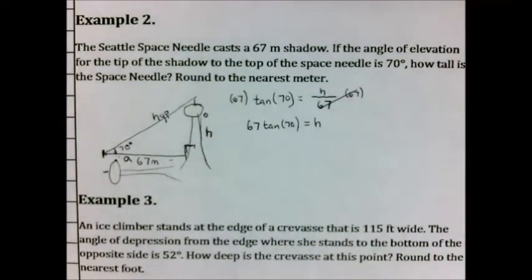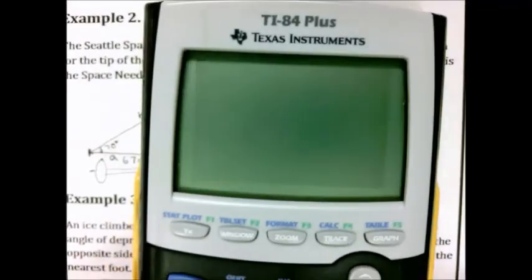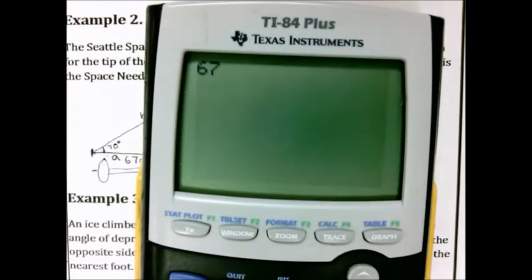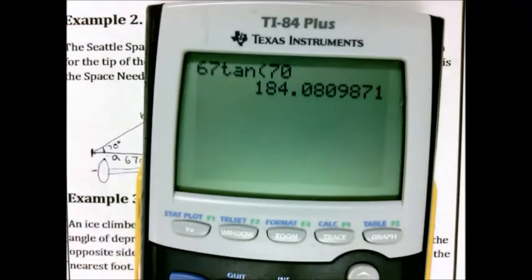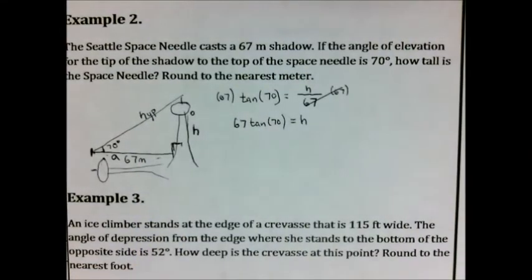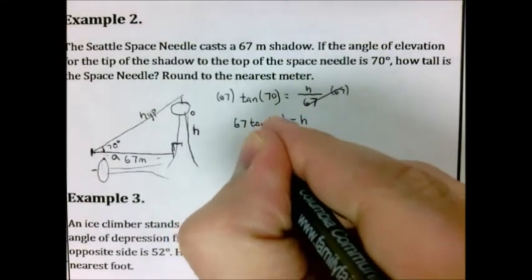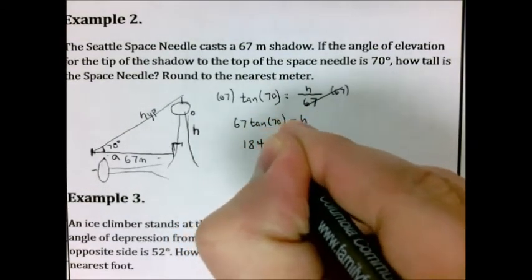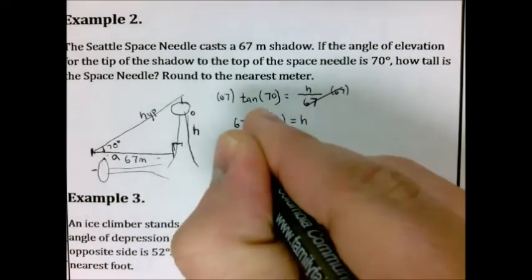Okay, then all we have to do from here is actually solve this problem using our calculator. So we're going to get out our friend, and we say, hi friend, type in 67 times the tangent of 70 degrees, press enter, and we get 184.08. Remember, we're rounding to the nearest meter, so that would be rounded to 184. So 184 meters is the height of our Space Needle.